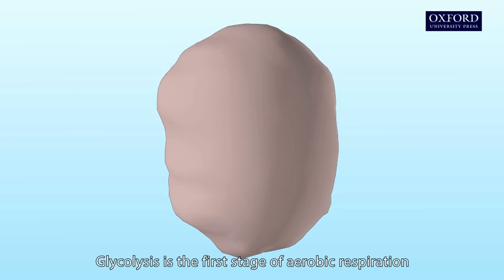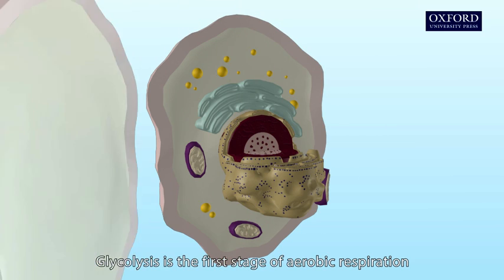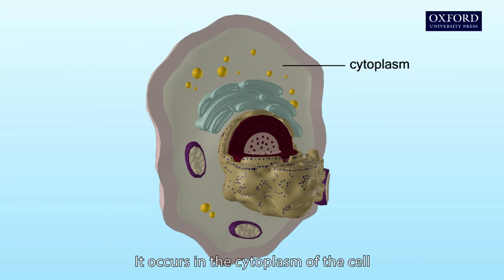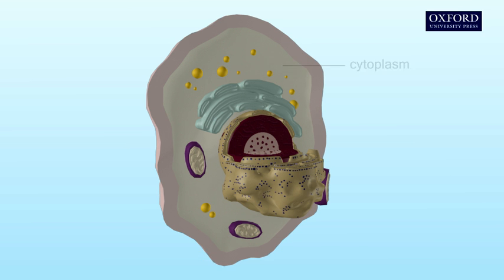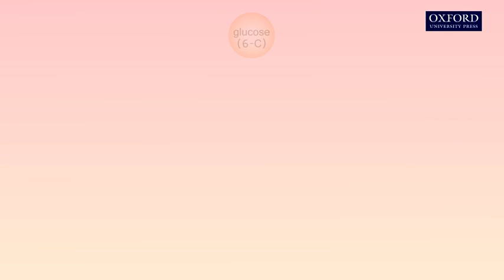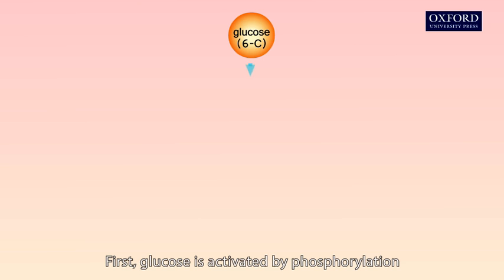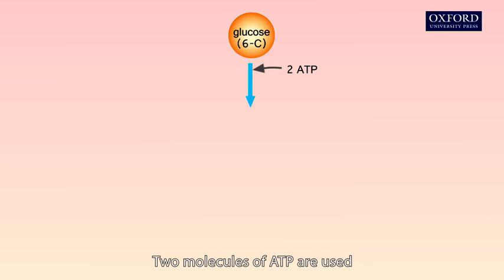Glycolysis is the first stage of aerobic respiration. It occurs in the cytoplasm of the cell. First, glucose is activated by phosphorylation. 2 molecules of ATP are used.